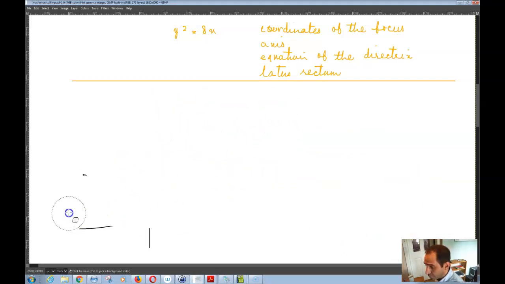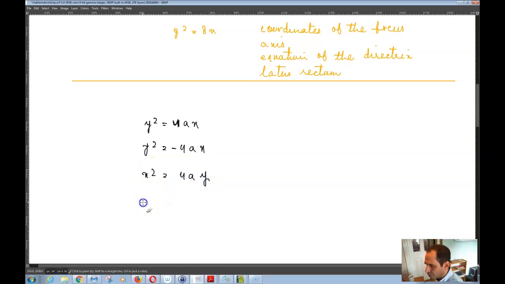Now if you have this parabola, basically we had 4 different equations for these parabolas. We said that either y squared is equal to 4ax, or y squared is equal to negative 4ax, or x squared is equal to 4ay, or x squared is equal to negative 4ay. Which means that what we have over here fits with this one.